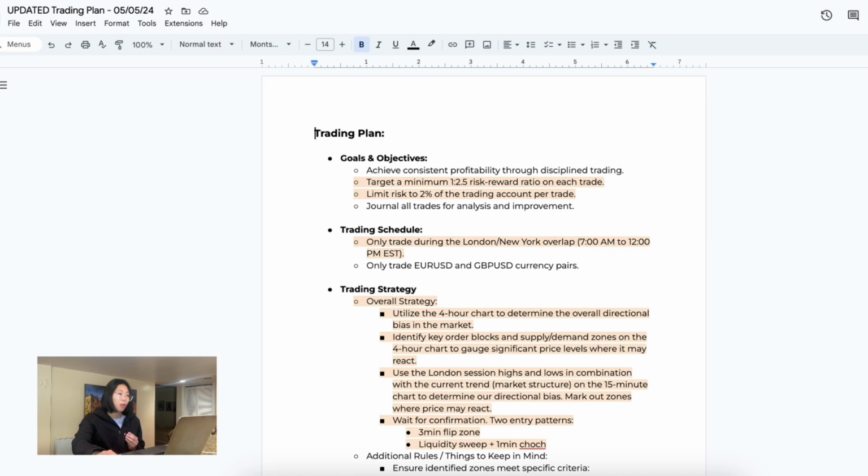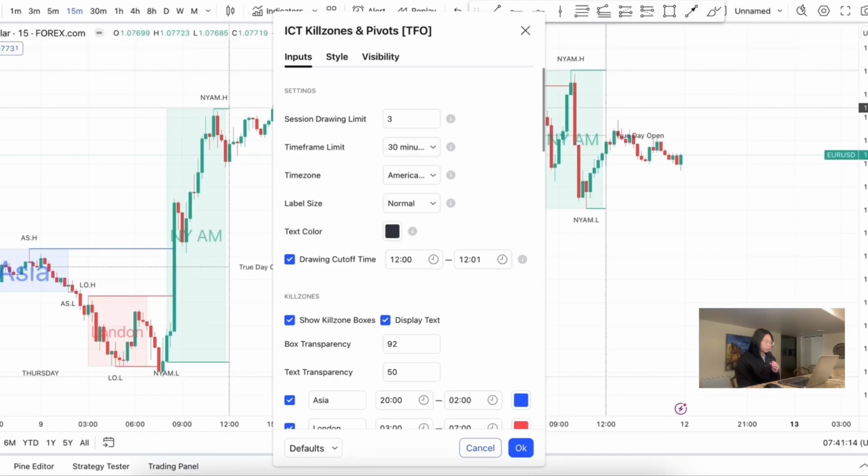Now I can get into how I refined the strategy. The major change I added to the strategy so far as I'm trying to refine it is incorporating the session highs and lows. The indicator I used to help me with this is called the ICT Kill Zones and Pivots indicator. This is the one that Lewis Kelly uses to mark out the session highs and lows, but I did change the settings to match Max just because he's trading the New York session, and that's the session that I want to trade.